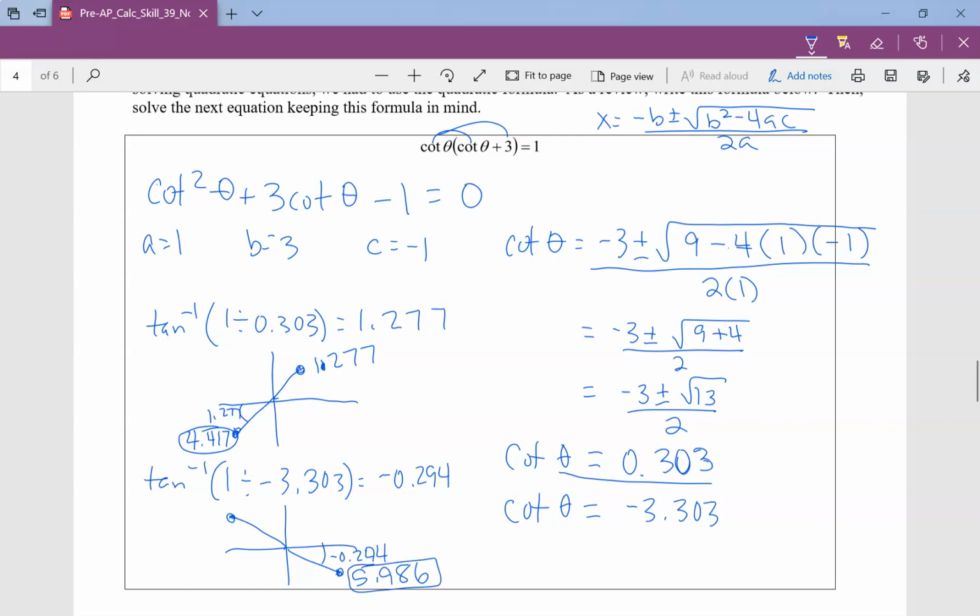Okay, and then I'm going to take, so that's going to be this reference angle. So if I take 3.14 minus 0.294, I get 2.846.